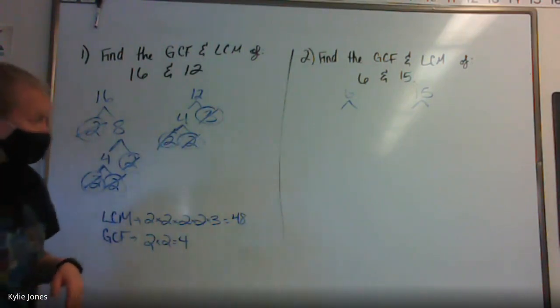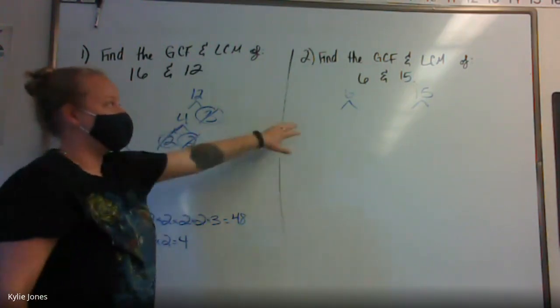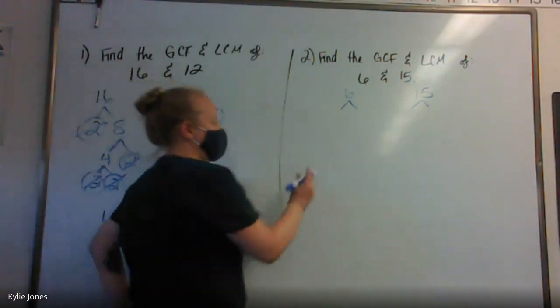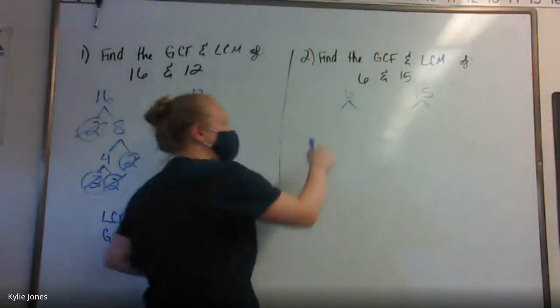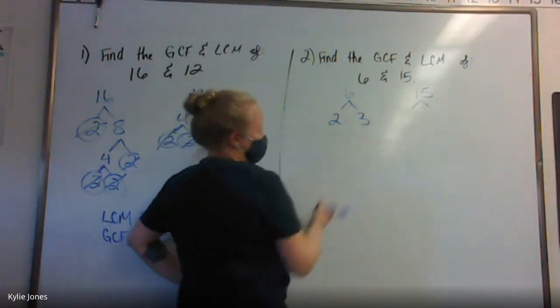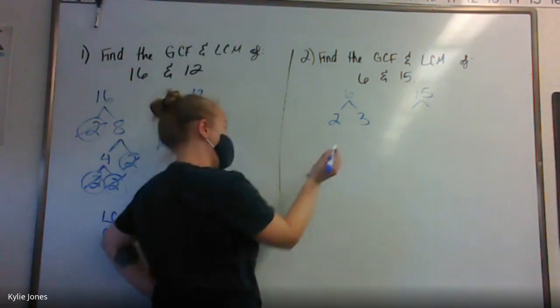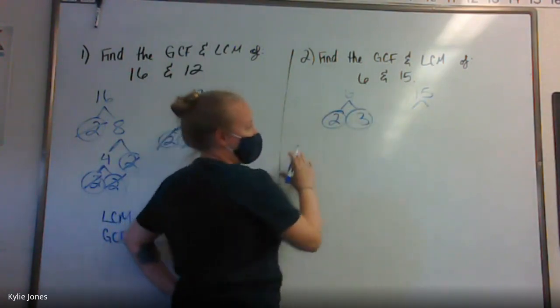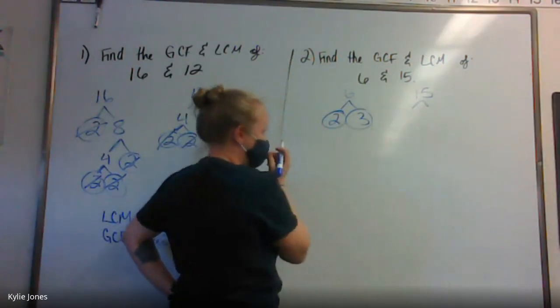Okay. Next one, number 2. We're doing this again. GCF and LCM of 6 and 15. Let's start with the prime factorization of 6. What numbers multiply to 6? 2 times 3. Are either of those prime? They both are. Good. Circle those. So we're done with that. We circled everything. What about 15?